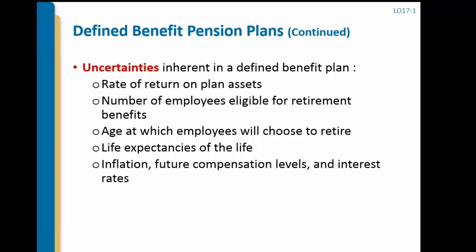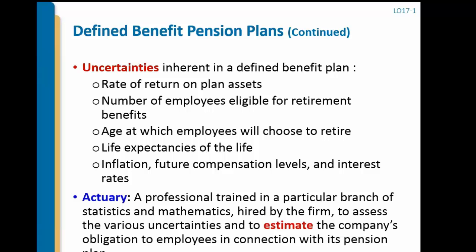So some of the uncertainties is the rate of return on plan assets. Plan assets are the assets that are within the plan administrator to cover the expenses, the number of employees eligible for retirement, the age at which the employee chooses to retire, life expectancy, inflation rates, future compensation levels, and interest rates. So all these things create uncertainty, and hence we have this whole issue related to an actuarial.